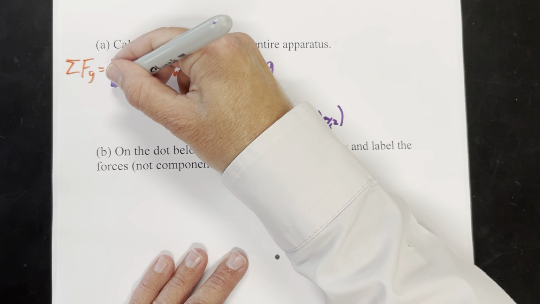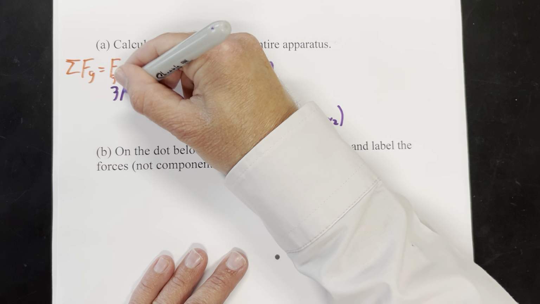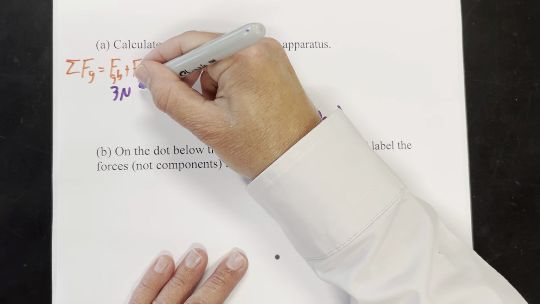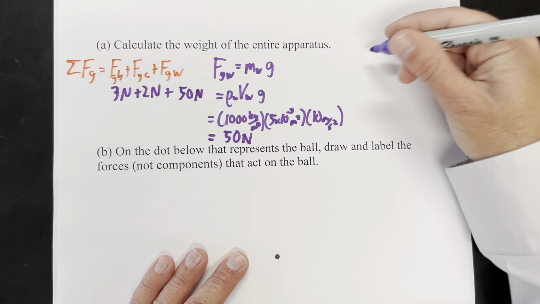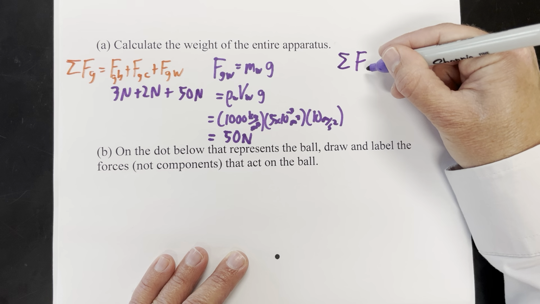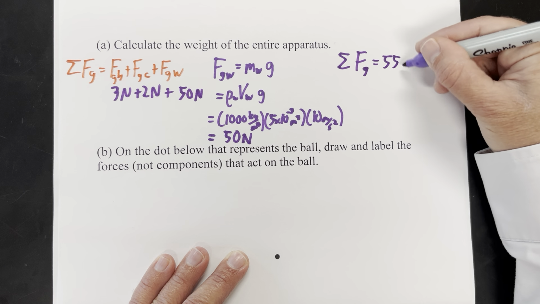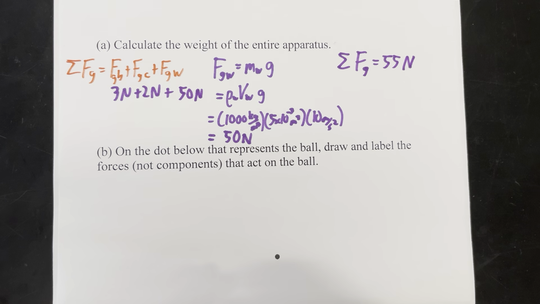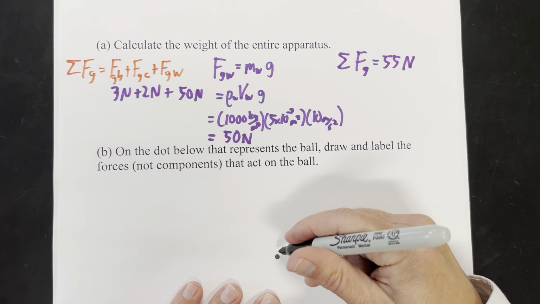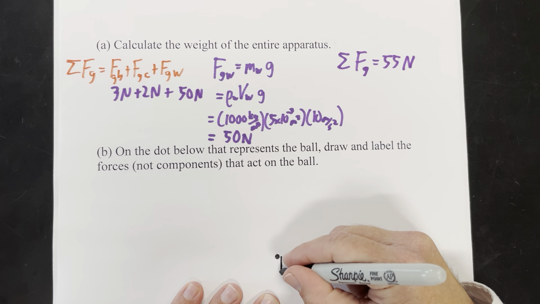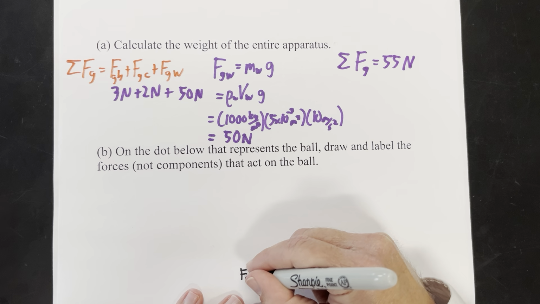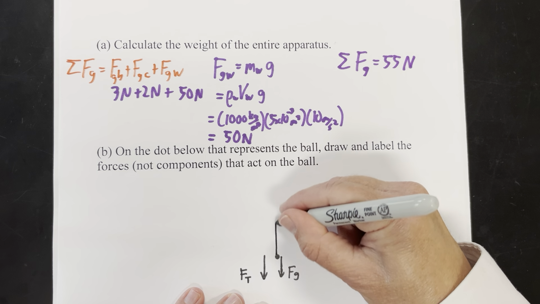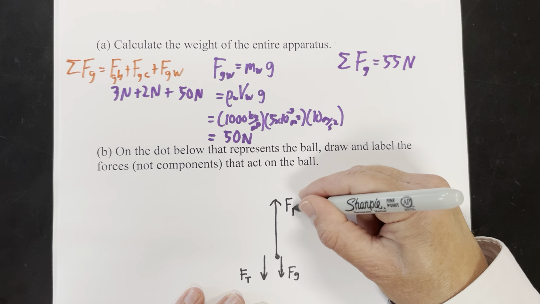So when we add up the force of gravity on the ball, which was 3 newtons, the container, which was 2 newtons, and the water itself, which is 50 newtons, the sum of all the forces of gravity winds up being 55 newtons. So that's the weight of the entire apparatus. Next, draw a free body diagram on it. Well, we know that we've got gravity down on it, a tension from the string down, and a buoyant force up.